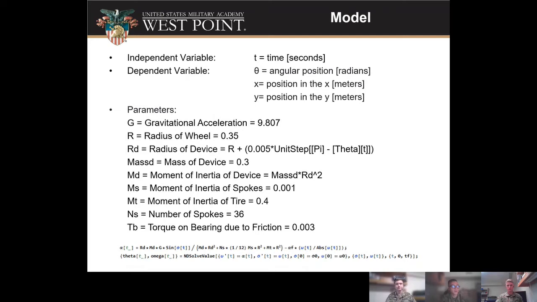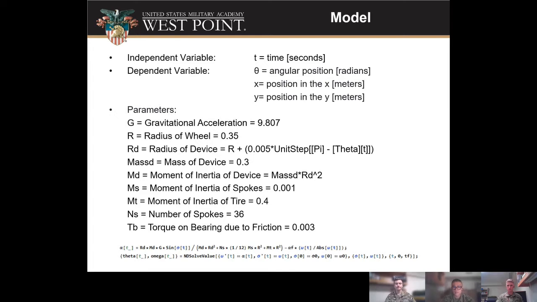So looking at our model, we chose for our independent variable time in seconds and our dependent variable to be theta as angular position in radians. And we also created a graph showing the position in x in meters and the position in y in meters. For the parameters that we chose to set, we took the constant of gravity, and we chose a radius for the wheel and a radius of the device. We included a unit step function to model when the slider would move out for the first half of the rotation.